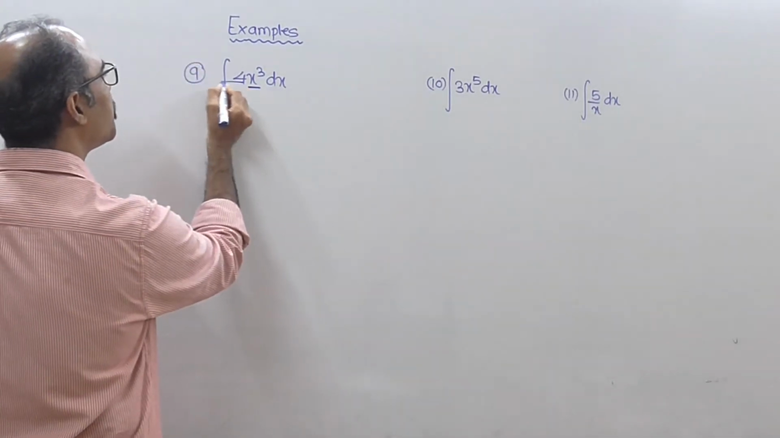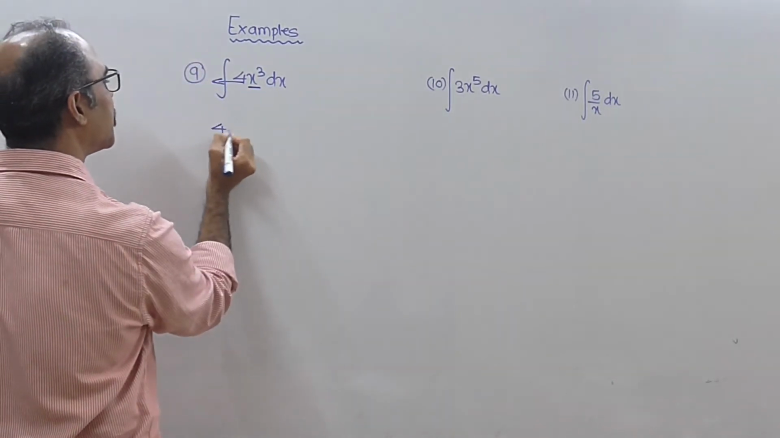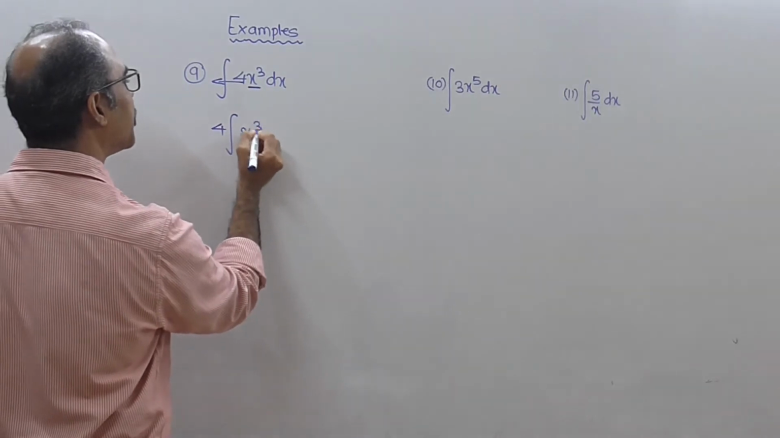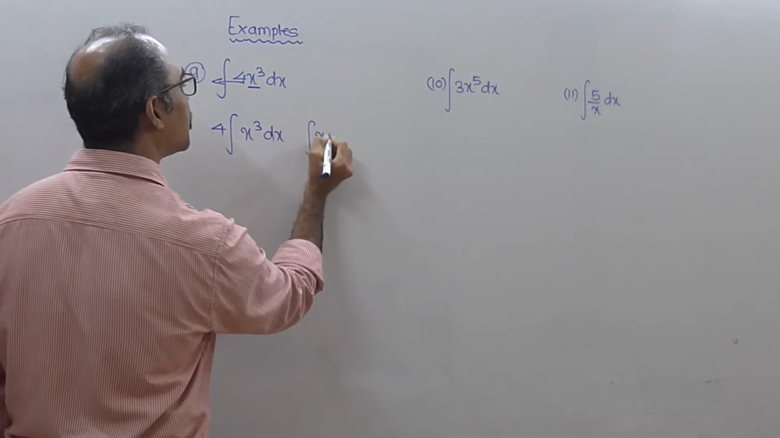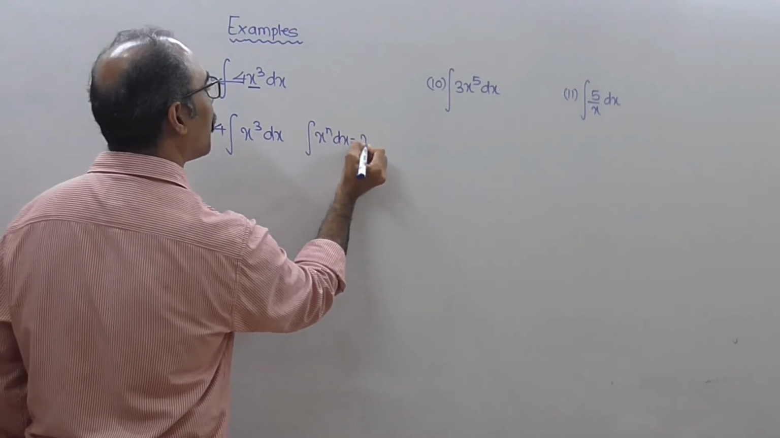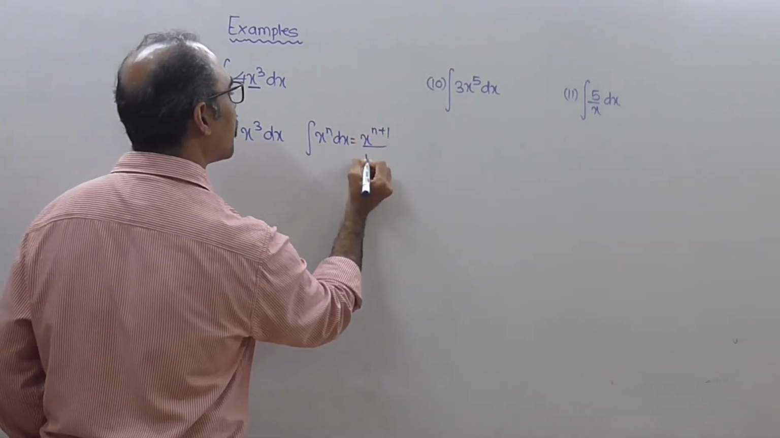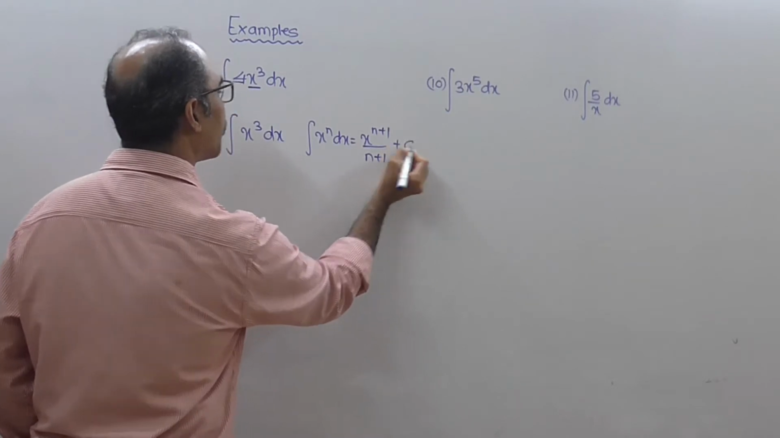So what you do is you shift this constant before the integration sign. So this will become 4 integration x raised to 3 dx. So this x raised to 3 is in the form of x raised to n. And I hope you know the formula for x raised to n, which is x raised to n plus 1, the whole upon n plus 1 plus c.